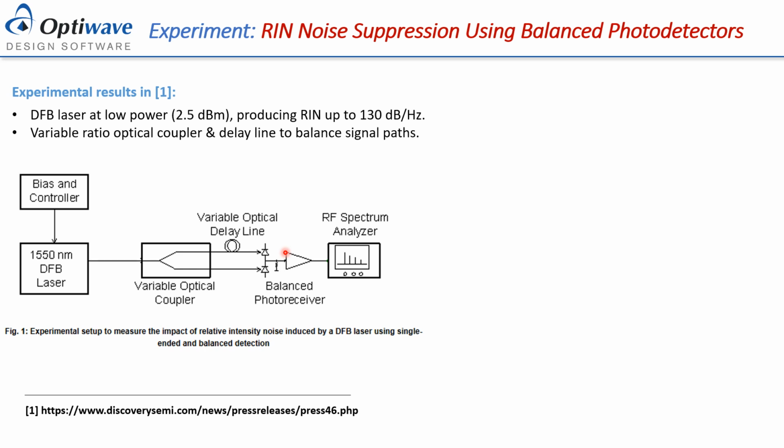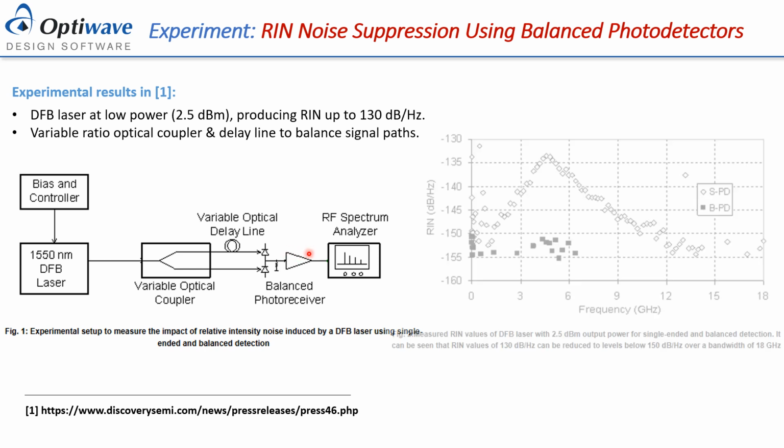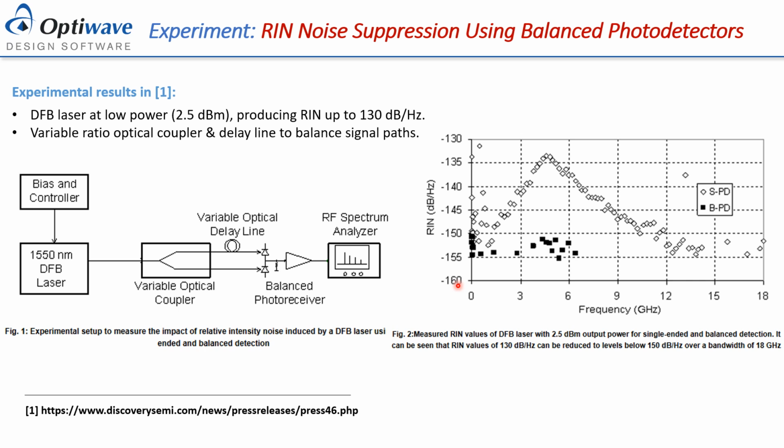balanced detection. And just to observe their final experimental results, we can see here that using the RF spectrum analyzer, they can assess how much RIN is in this light source. Observing the single-ended photodetector case, there is a peak around 5 gigahertz in this particular case.